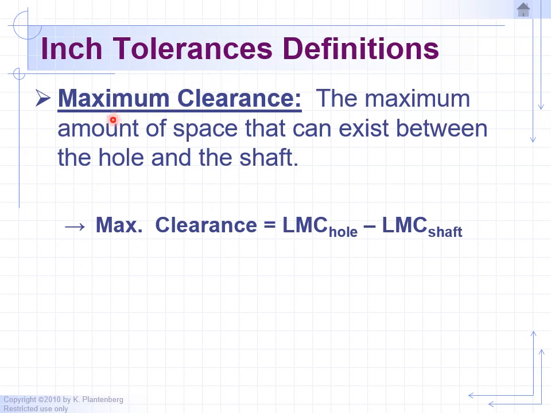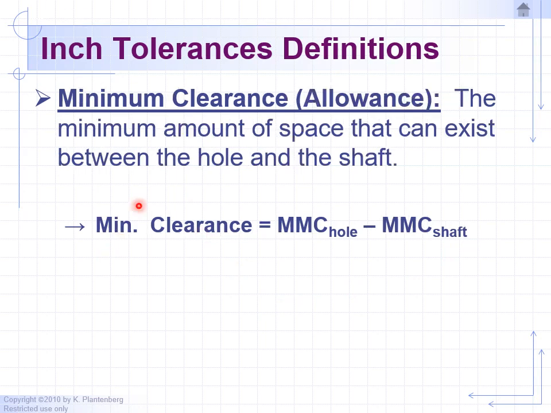Maximum clearance. The maximum amount of space that can exist between the hole and the shaft. If we want to achieve the maximum clearance between the hole and the shaft, then we have to take the least material condition hole allowed minus the least material condition of the shaft. Next slide. Minimum clearance. The minimum amount of space that can exist between the hole and the shaft is just maximum material condition of the hole minus maximum material condition of the shaft. Let's take a look at some visuals.